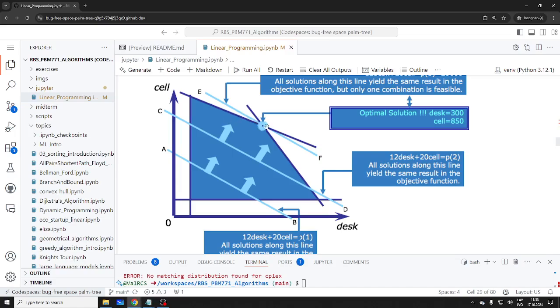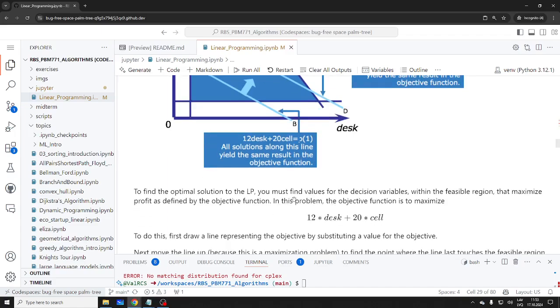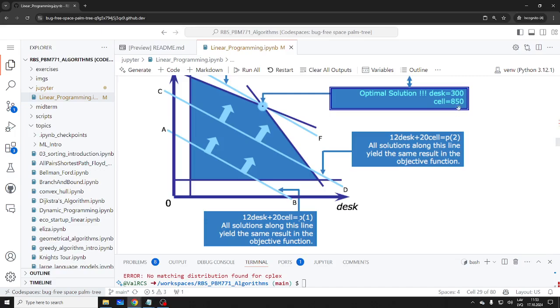In this case, the slopes are different, so the solution is just unique. It's possible to have multiple solutions. So 12 desks, so the answer is 300 and 850, and you can give that to your manager. Again, this will work assuming your constraints remain in place. You make 300 desk phones and 850 cell phones, and in this case it's also very convenient because the answers are actually integers here.